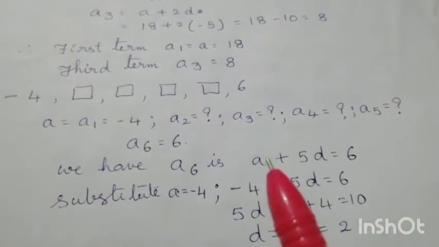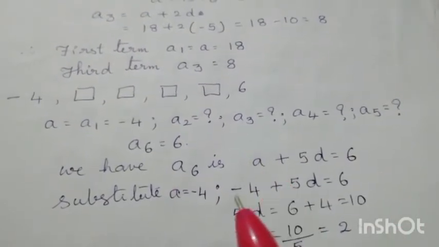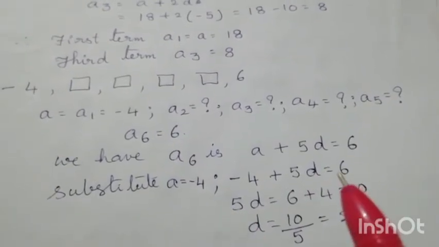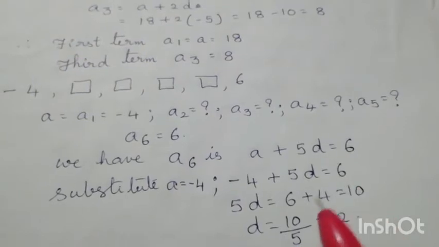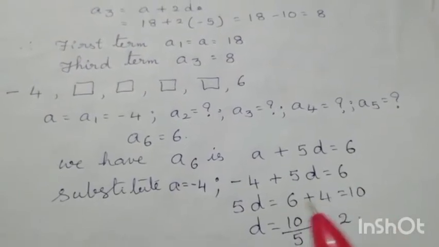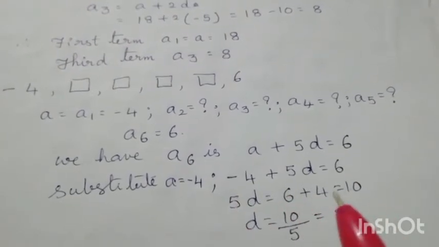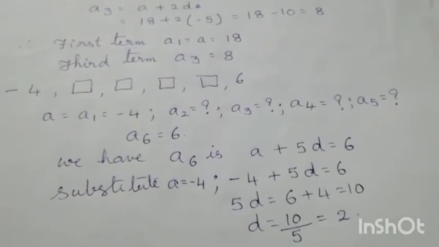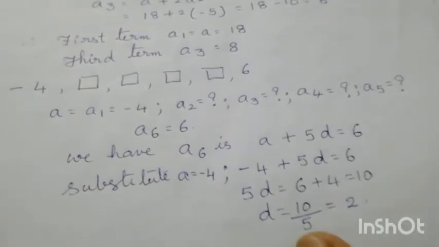Now we substitute minus 4 in the place of a. Minus 4 plus 5d is equal to 6. Bring minus 4 to the right hand side. It becomes plus 4. 5d is equal to 6 plus 4 is 10. d is equal to 10 divided by 5, which is equal to 2.